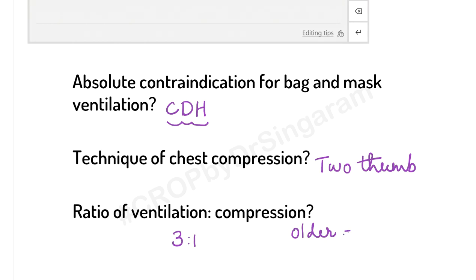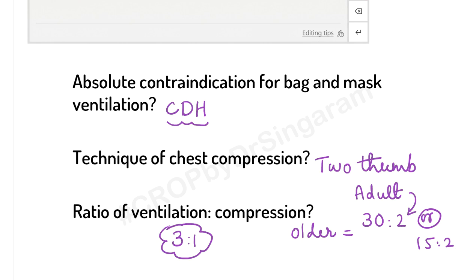in older children, the ratio is 30:2 if there is only one person available for resuscitation, or if two persons are available for resuscitation, it is 15:2. In adults, what is the ratio? The standard ratio of compression ventilation is always 30:2. So depending on what is asked in the question, answer accordingly. In neonates, it is always 3:1. Don't forget it, a previous exam question.